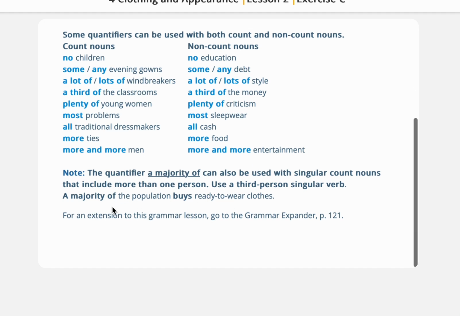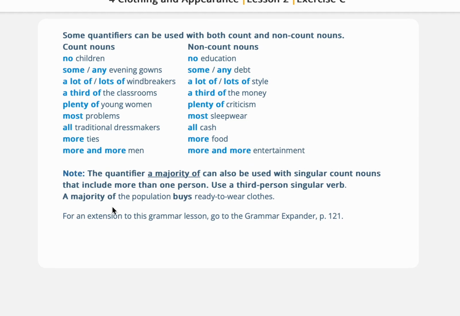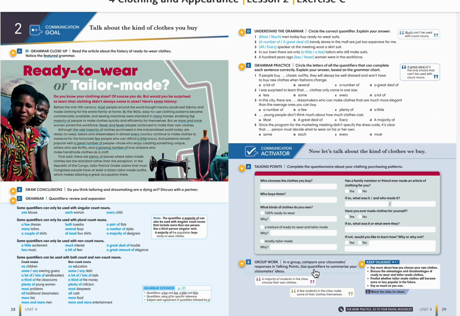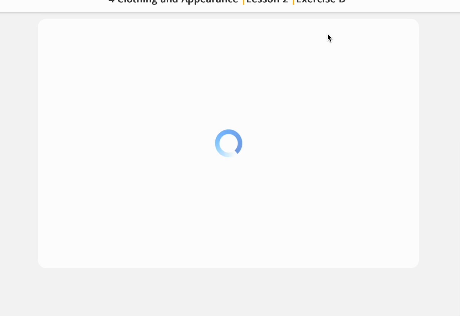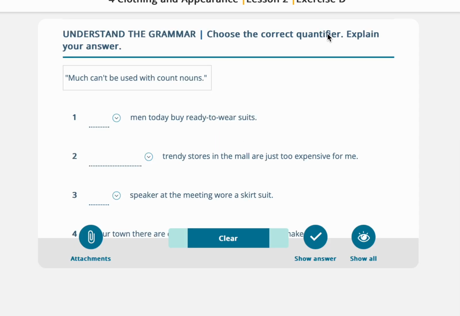Okay, the quantifier a majority of can also be used with singular count nouns that include more than one person. So use a third person singular verb. So a majority of the population buys. In this case, a majority of the population goes with the verb with an S, in the present simple, singular third form. Okay, so ready to wear clothes. So we are going to understand here the grammar, and we are going to do some exercises related to that.